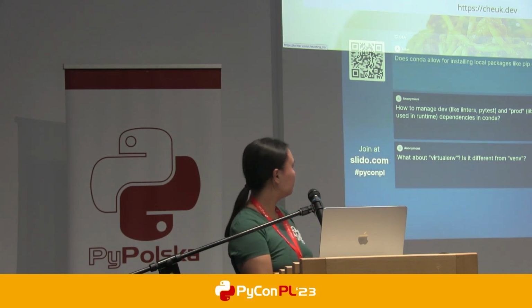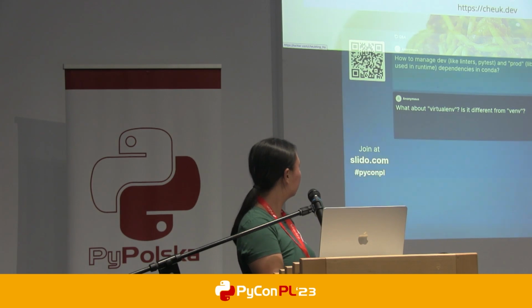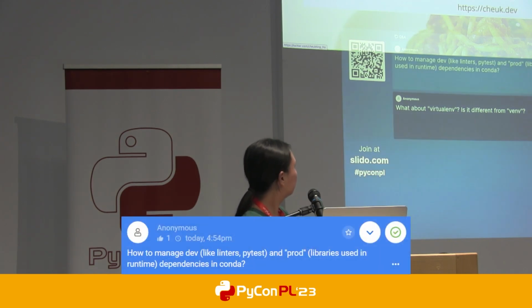Next question: how to manage development dependencies like linters and pythons and production libraries used in runtime dependencies in conda? That's a very good question. I have never thought about that. I know that you can do it with poetry, where there's a dev environment and a production environment. I don't think conda works like poetry, where you can have different environments. You may have to have separate configurations for those. I don't think you can, but I may be wrong, so tell me if I'm wrong and you know the answer.